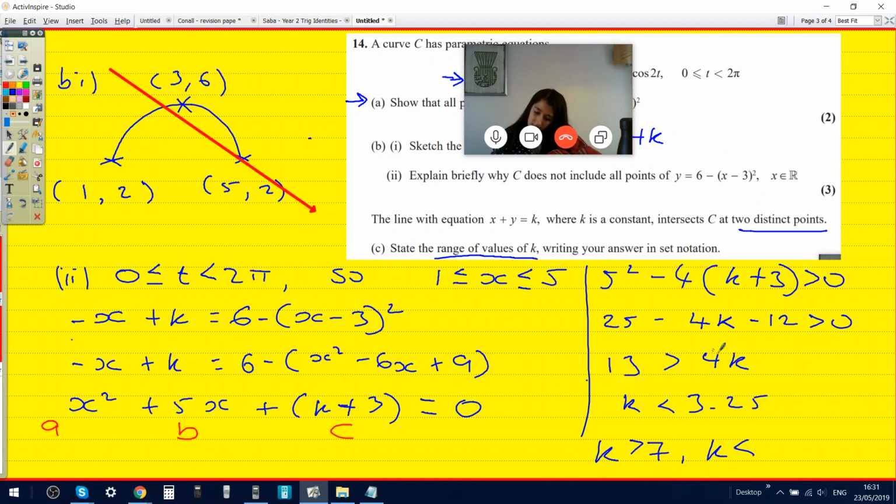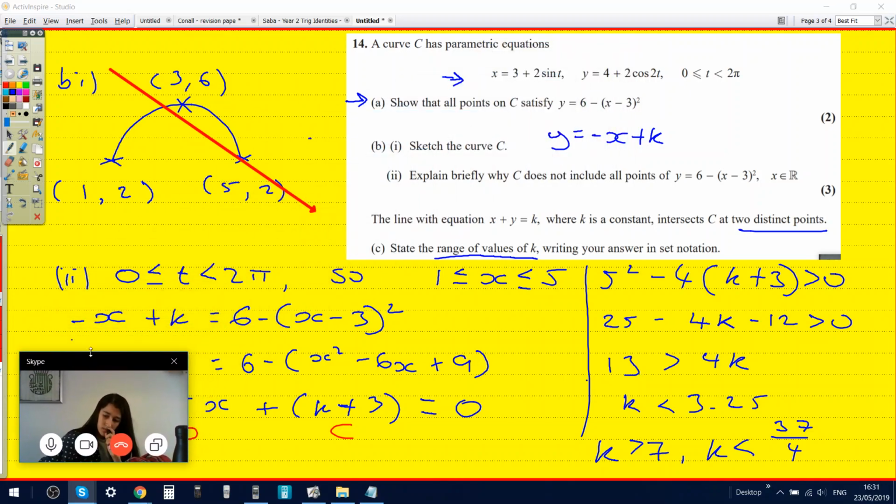And it turns out, instead of 13 over 4, it's 37 over 4. So it's in between those two. So at the bottom it's 7 or bigger, or 37 over 4 or less, that it'll have two distinct real roots. Any questions there? No. Okay.